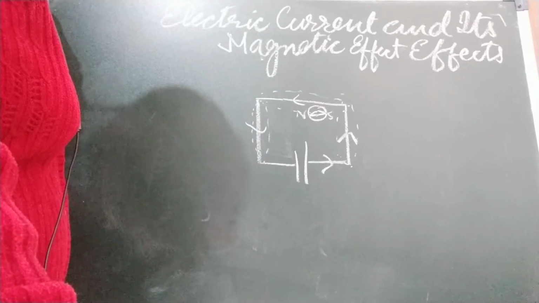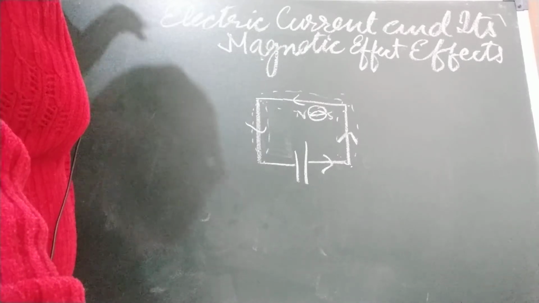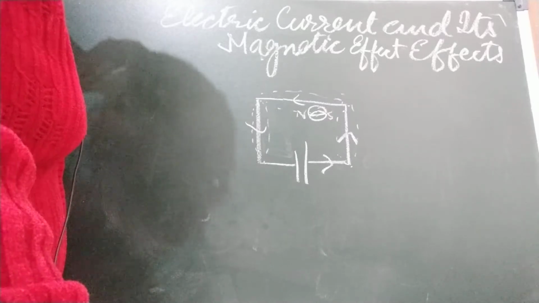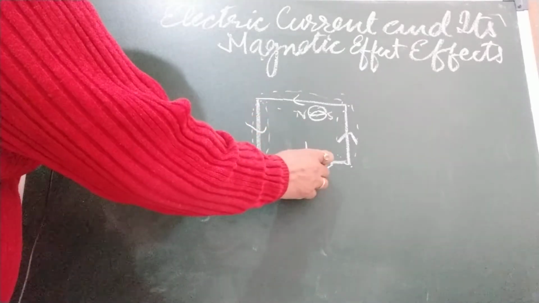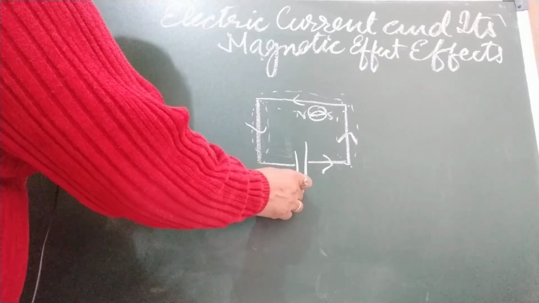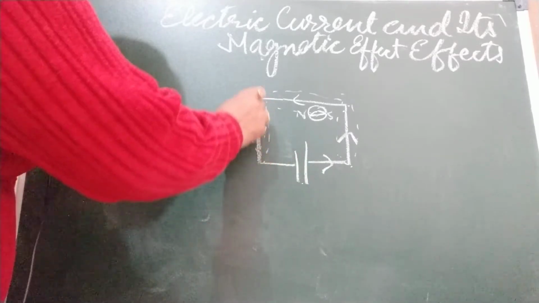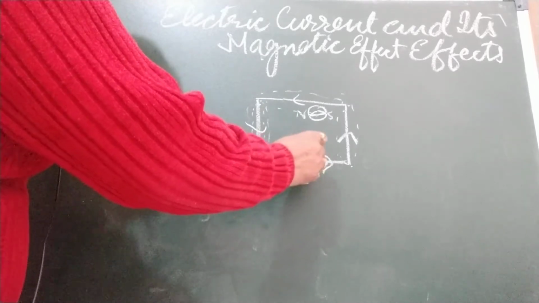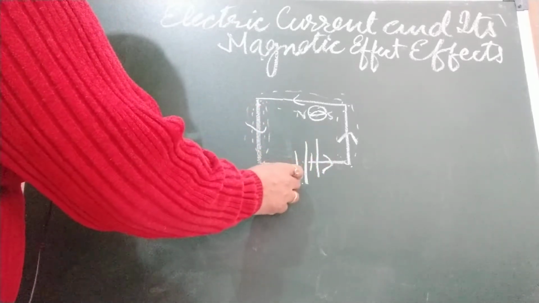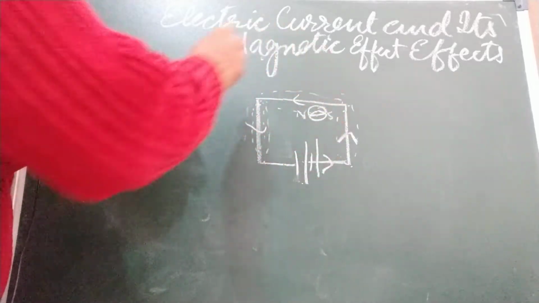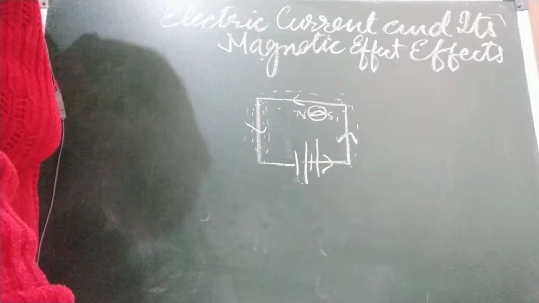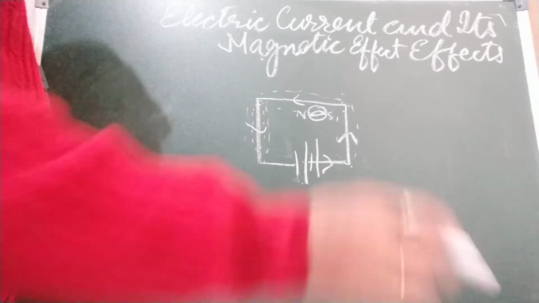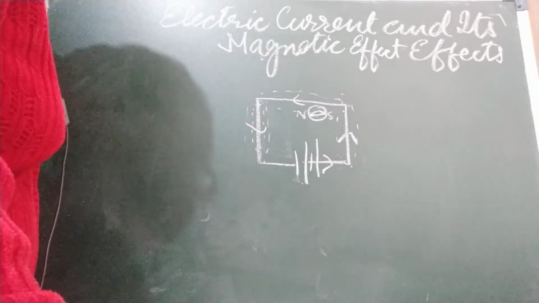Sometimes the current carrying wire is not strong enough. The strength of the magnetic field depends on what? Current. Suppose a single cell we are using, then the magnetic field is less. If we are going to use a battery, then what will happen? The magnetic field will increase. So the magnetic field depends on the electric current.